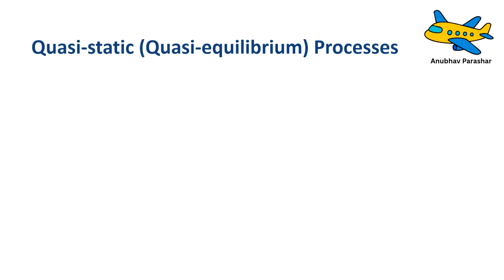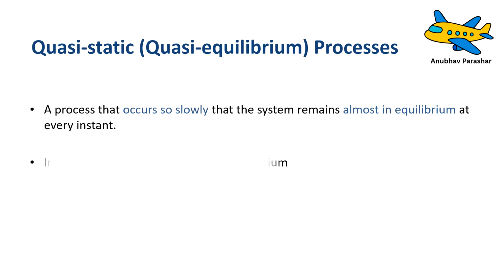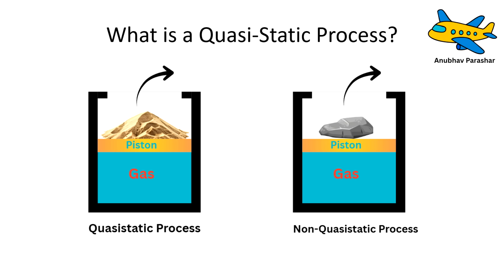Now, having said that, let us come to quasi-static or quasi-equilibrium process. It is very important to understand quasi-equilibrium process. Why? Because all the processes that are taking place should be in quasi-equilibrium state. Now, what is quasi-equilibrium process? The processes which take place very, very slowly are known as quasi-equilibrium process. Now, let us take an example.